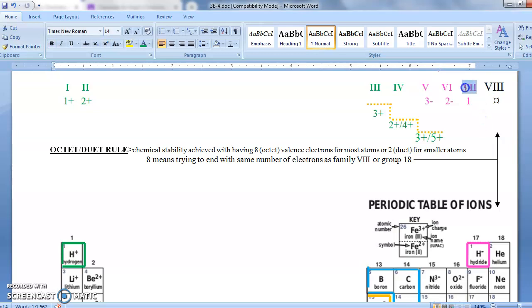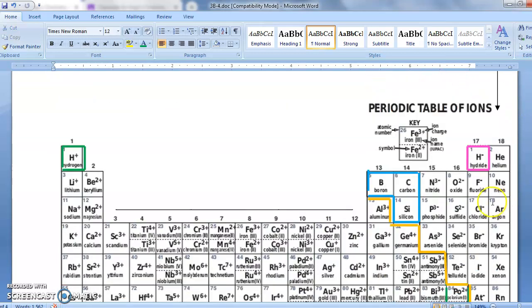Roman 7, they need 1 to get 8. They're 1 minus. Roman 6 needs 2 to get 8 like the octet rule. They like to become 2 minus. Roman 5 needs 3 to get 8. They're 3 minus, 2 minus, 1 minus. These are all minuses.